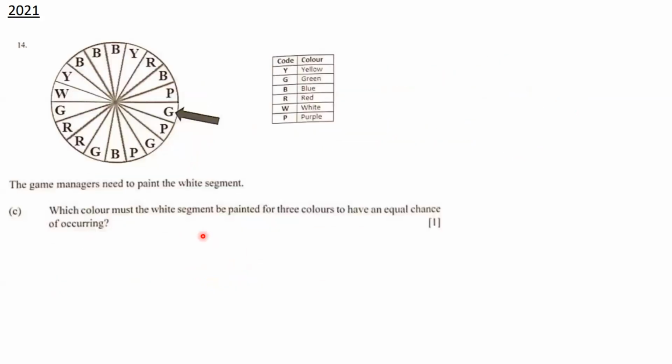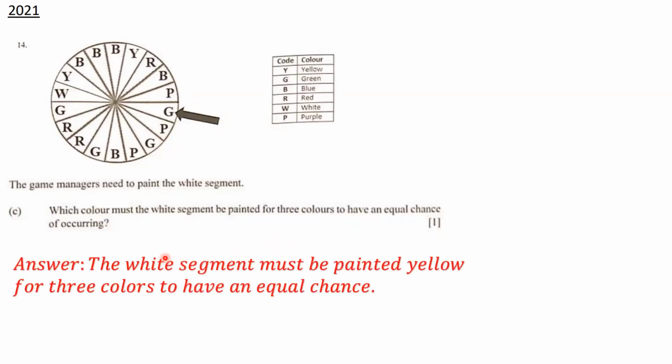It says, which color must the white segment be painted for the 3 colors to have an equal chance of occurring? So if we had to paint the white a particular color, what color must it be painted so that 3 colors will have an equal chance of occurring? And the answer is the white segment must be painted yellow for the 3 colors to have an equal chance.